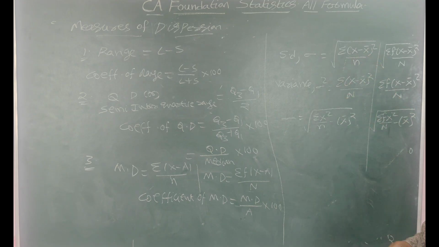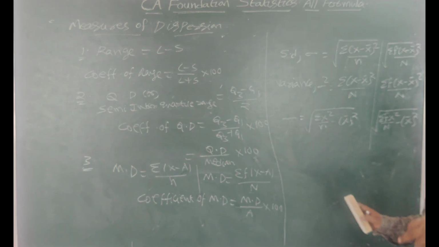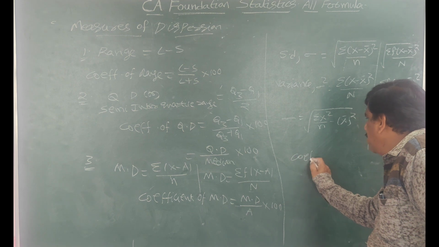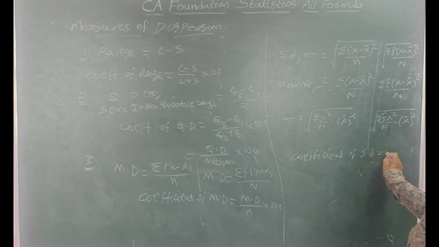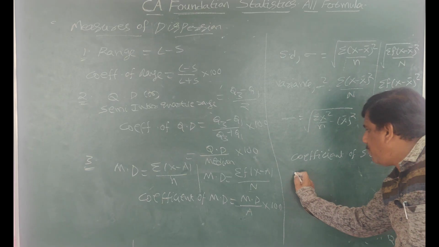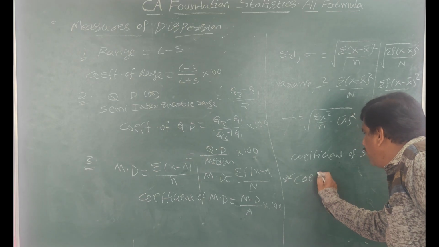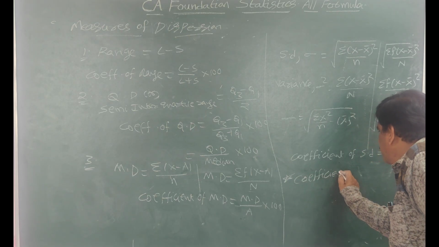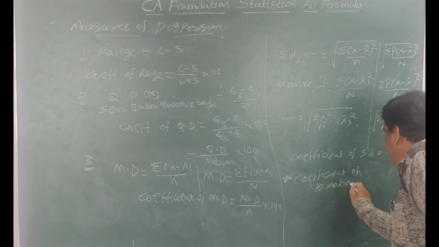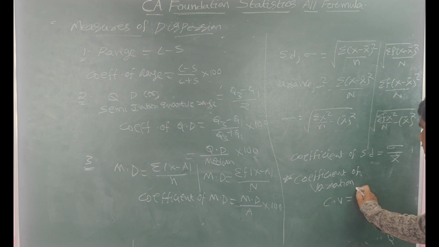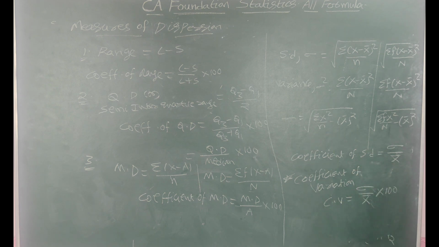So this is about SD, and in SD we have two relative measures. One is the coefficient of SD, which is known as SD by mean, sigma by x bar. And a very important relative measure, coefficient of variation, CV. The CV formula is SD by mean into 100, that is, sigma by x bar into 100. This is the formula for CV, the most important relative measure.